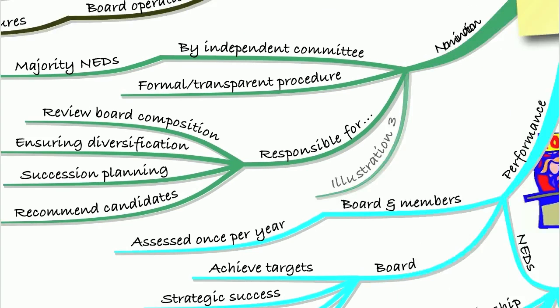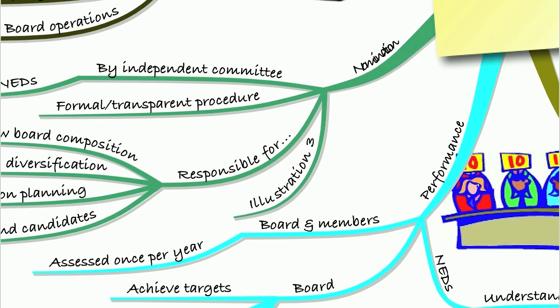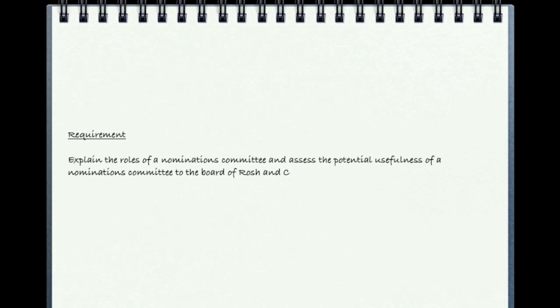So let's look at this in a little bit more detail in illustration 3. Again, look at the scenario, understand it, maybe have a go at the question, and then we're going to learn a little bit more by going through the answer. The requirement in illustration 3 is to explain the roles of a nominations committee and assess the potential usefulness of a nominations committee to the board of Roche and Company. So we're using the scenario from the previous illustration and we're thinking about the nominations committee here.